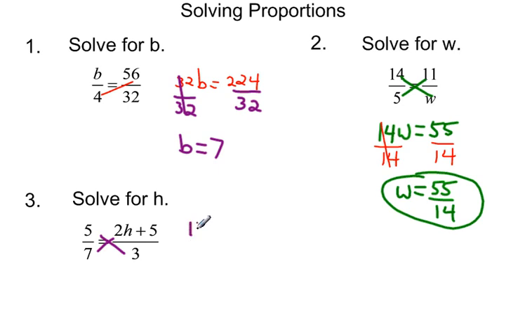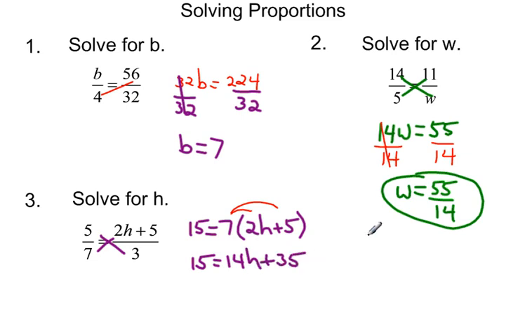So we're going to get 5 times 3 is 15. And then instead of actually trying to distribute the 7, I'm just going to set it up. So 7 times quantity 2h plus 5. Okay? So from there, we'll distribute. We'll get 15 equals 14h plus 35. There we'll subtract 35 from both sides. It's a simple two-step equation.